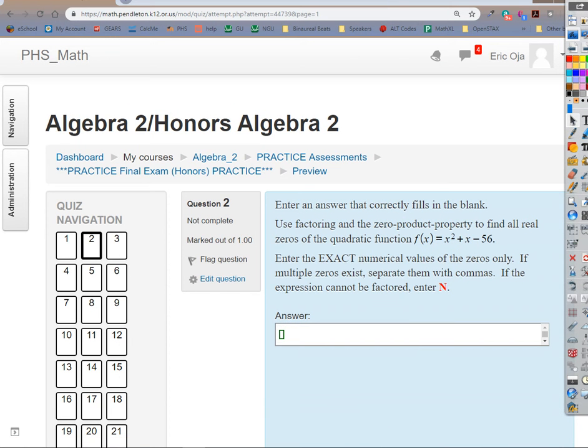Okay, same kind of thing. Enter the exact numerical values of the zeros only. If multiple zeros exist, separate them with commas. If it can't be factored, enter DNE. Same kind of deal, it can be factored, but we're entering the zeros. You're not entering factored form, you're entering the zeros. Same problem, we can just skip that.